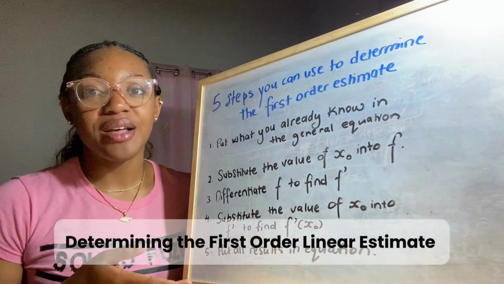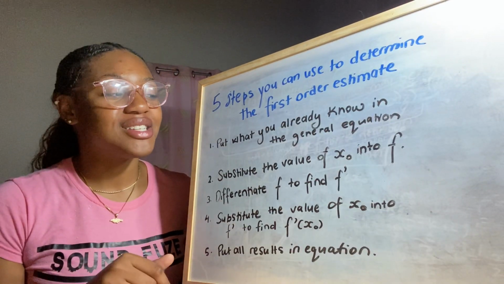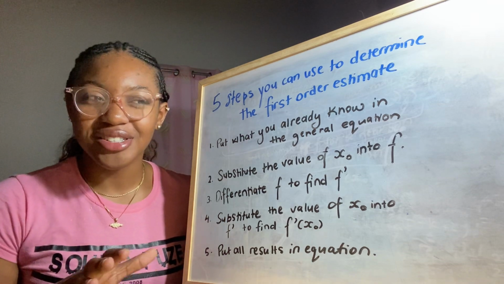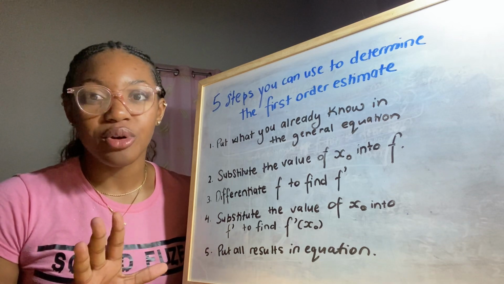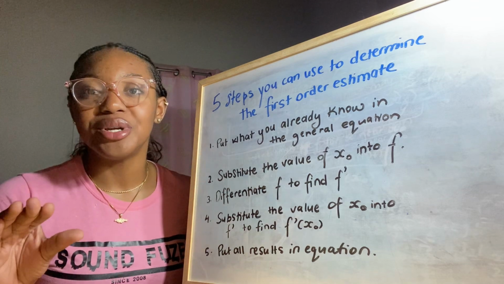So here are 5 steps you can follow to determine the first order linear estimates. Our first one is to put what you already know in the general equation. Usually this is the first step with a lot of mathematical problems. Whatever information you're given, you just put it in the general equation.